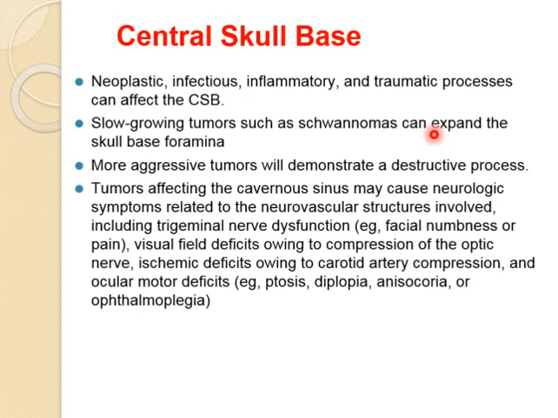Pathologies in central skull base include neoplastic, infectious, inflammatory, and traumatic processes. Slow-growing tumors such as schwannoma can expand the skull base foramina. More aggressive tumors demonstrate a destructive process. Tumors affecting the cavernous sinus may cause neurologic symptoms related to the neurovascular structures involved, including trigeminal nerve dysfunction, which causes facial numbness and pain, visual field deficit owing to compression of optic nerve, ischemic deficit owing to carotid artery compression, and ocular motor deficit, ptosis, diplopia, and anisocoria or ophthalmoplegia. What does it mean?